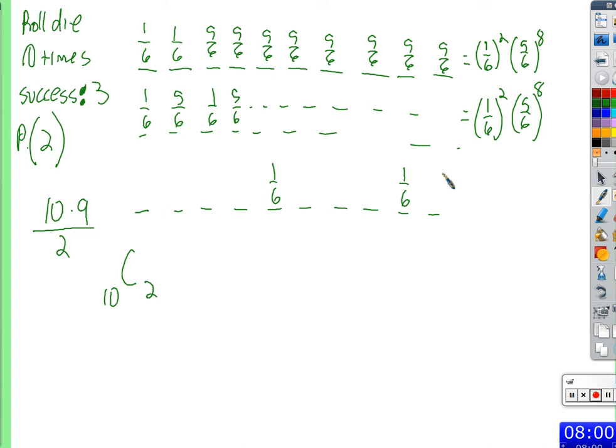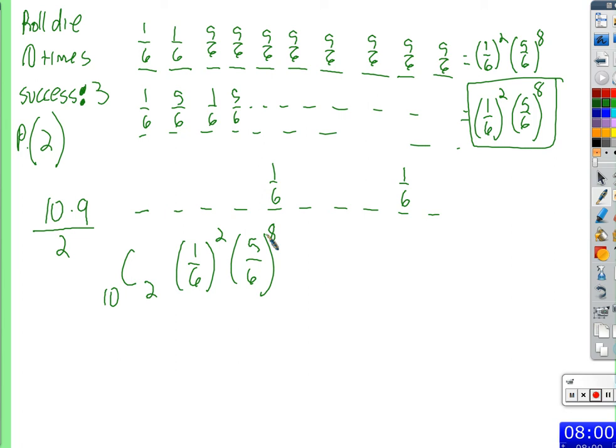So this is the probability of any very specific situation where 2 out of the 10 are 3s. And this is how many ways that can happen. So we take this 45 times the probability of any particular scenario where 2 of the rolls are 3s. Right?